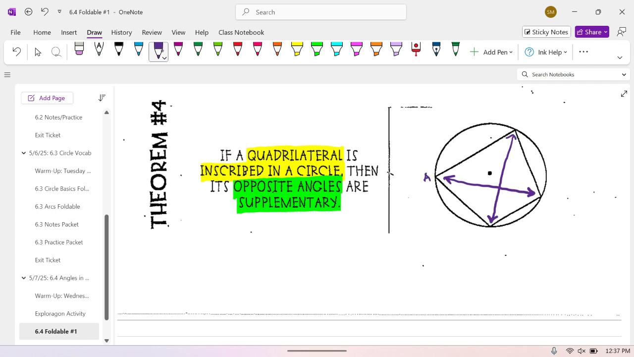So let's call this quadrilateral ABCD. So what two angles are supplementary to each other? If I have angle B and I add it to what angle, would that give me 180 degrees? D. So if I have angle A, what angle do I add it to get 180 degrees? C. The opposite angles of an inscribed quadrilateral are congruent. Not congruent, supplementary. And remember, supplementary means it equals 180 degrees, or adds up to 180.